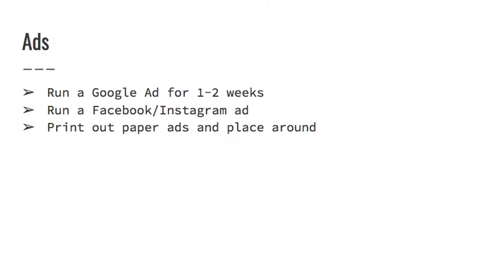But then we could also run our prototype by running ads. And so we can decide to run a Google ad for about 1 to 2 weeks, or decide to run a Facebook or Instagram ad, or we could print out paper ads and place all around. So imagine if you were in a physical location, for instance, like a university campus, and then you have access to a lot of traffic. That's also another option and another way to leverage feedback from users.